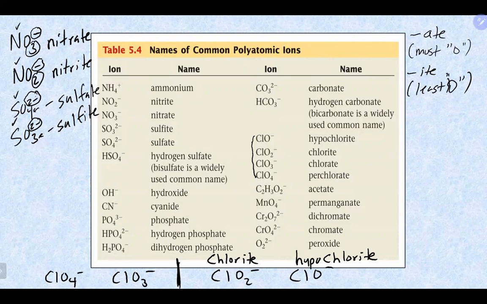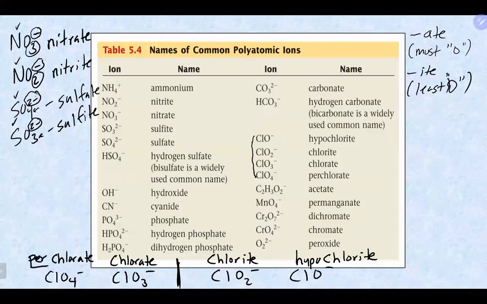You could follow the same logic for our 2 on the left there that have the most oxygen. Those each will end in ate. So this guy would be chlorate. This guy would also be chlorate. Again, you can't have the same name for 2 different things. So in a group of 4, the one with the most oxygen will also start with per. So this is what is known as perchlorate.